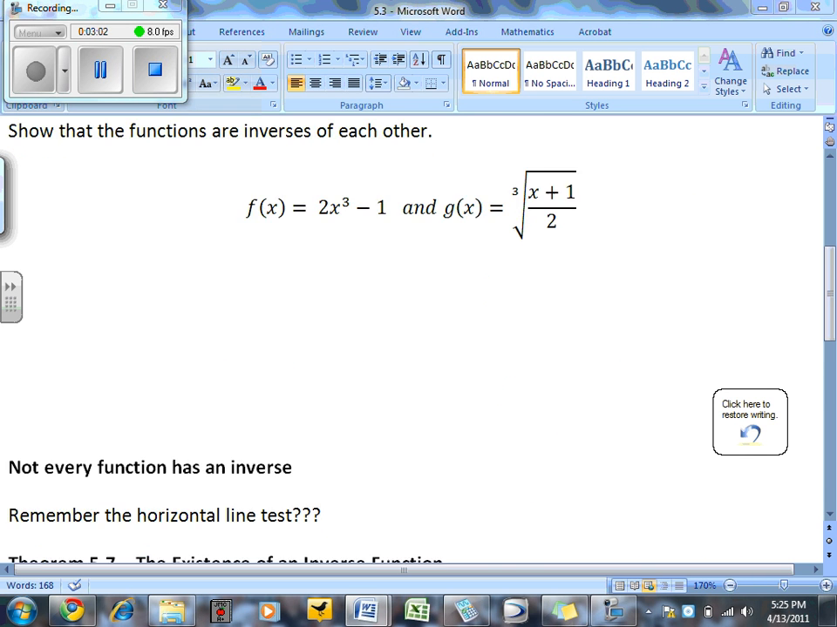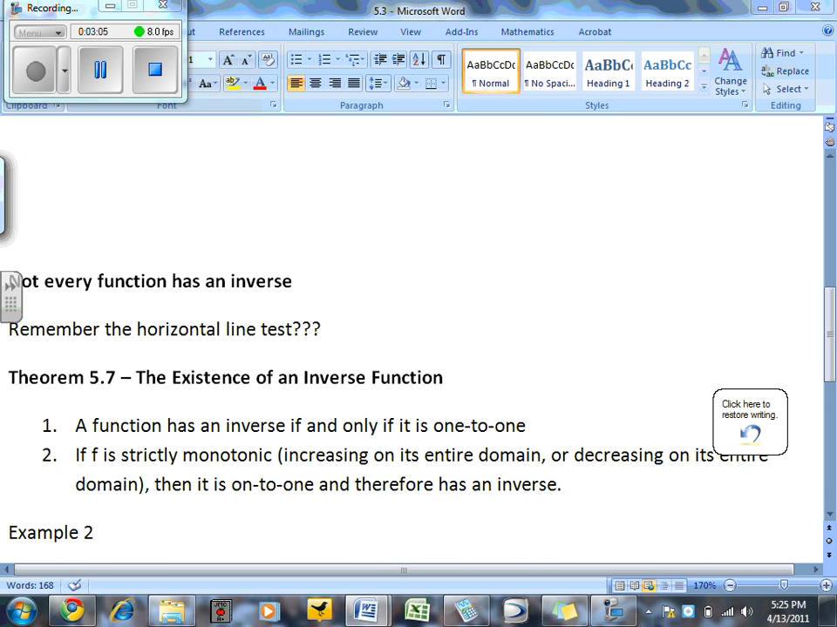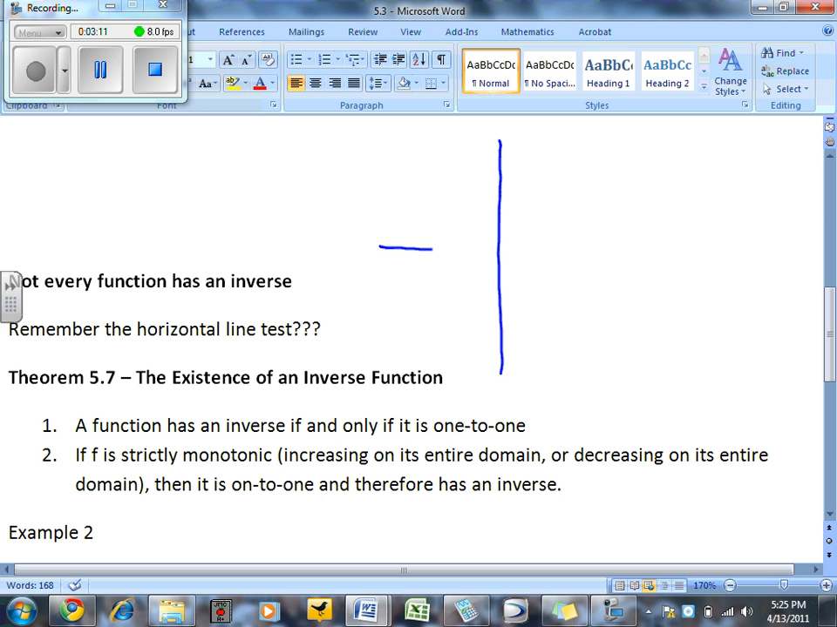Not every function has an inverse. Remember the horizontal line test. If a function does not pass the horizontal line test, it does not have an inverse. Just think about this: the y equals x squared graph is a parabola, correct? And you'd agree that it does not pass the horizontal line test, which means it's not one-to-one. If it's one-to-one, every x value has a different y value. Here, we have two x values that have the same y value.